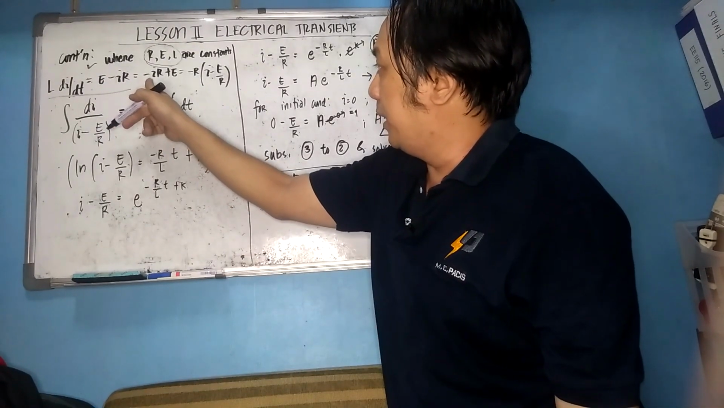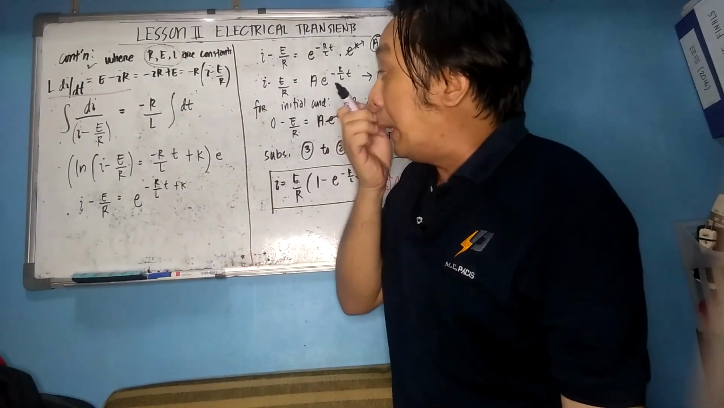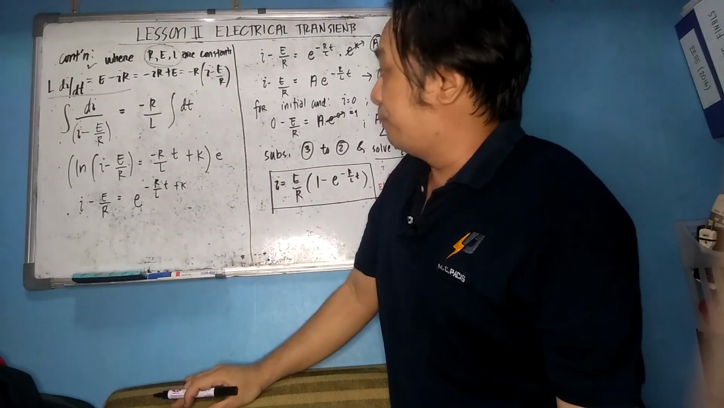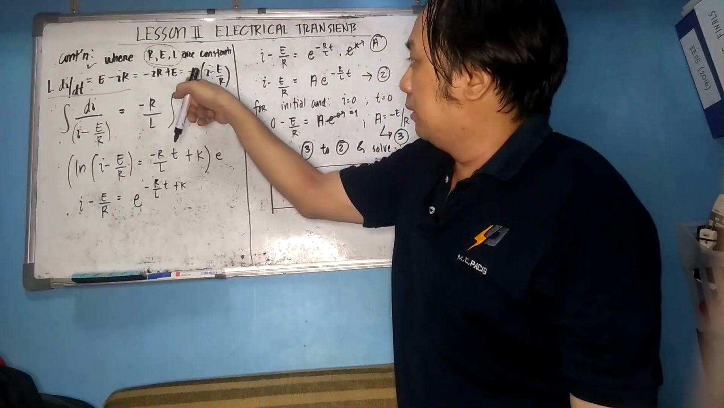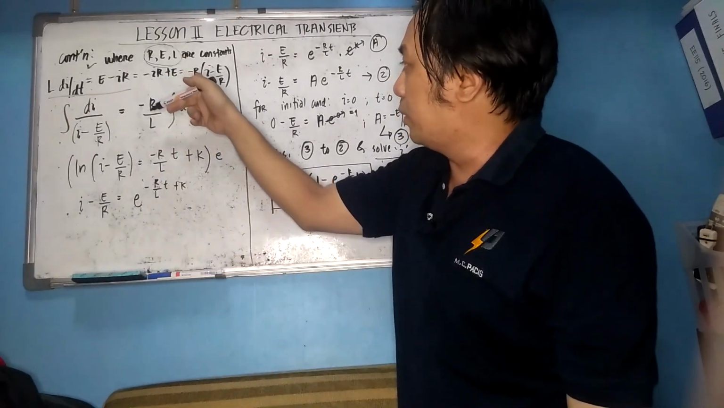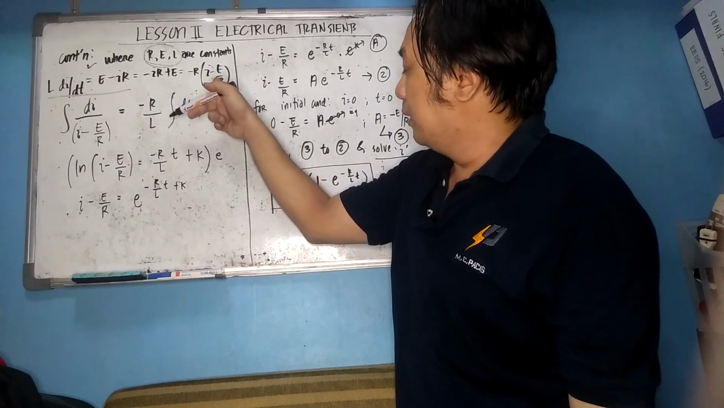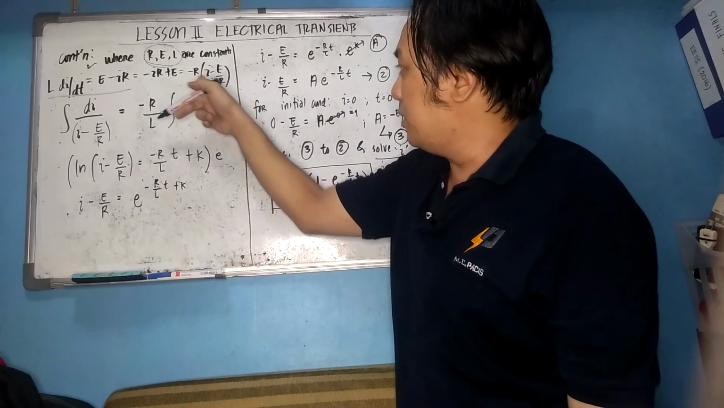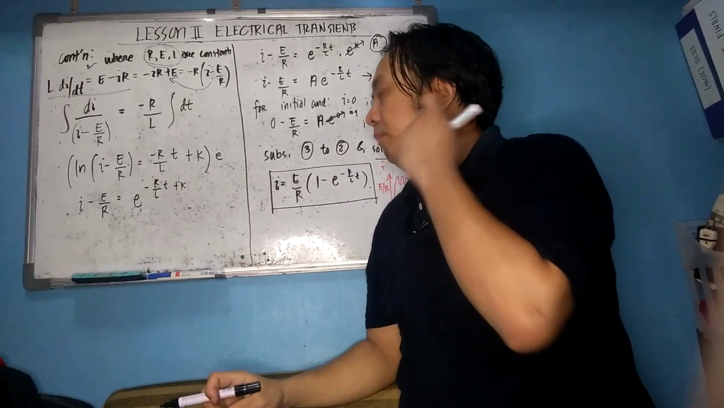So it will become negative IR plus E, and then simplify it further so that we can have a much better integration later. So we have the common here as resistor R, and then I minus E all over R. So if you do this one, it will become like this. We just change the form.